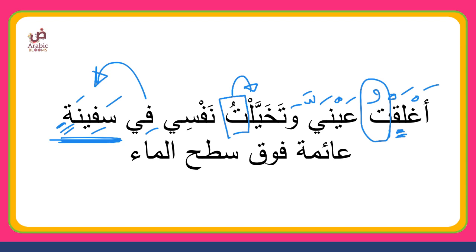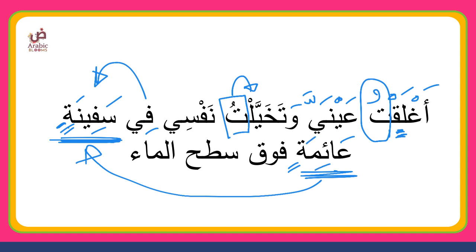عائمة. This is floating. So, an adjective will take the same vowel as سفينة, I mean at the end. عائمة. And then فوق. Above. سطح. Surface. فوق سطحي. Also after فوق, سطح الماء, مضاف إليه. الماء means water.